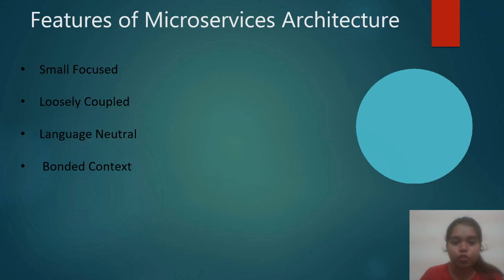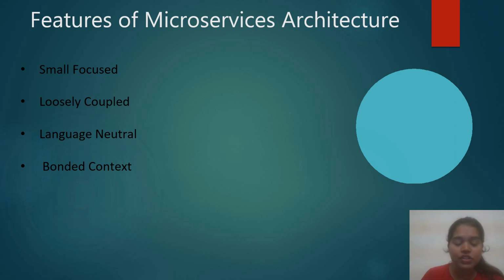This slide is about the features of microservice architecture, right? The first feature is small focus. The aim of microservice architecture is simplicity so that it can be rewritten and maintained without any extra effort. The second feature is loosely coupled. Each microservice is independent of each other and does not need to code together. This makes development as well as deployment easier, right?